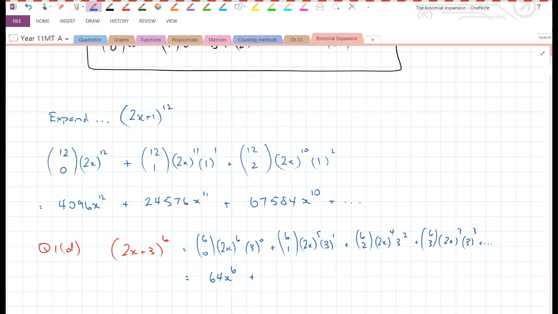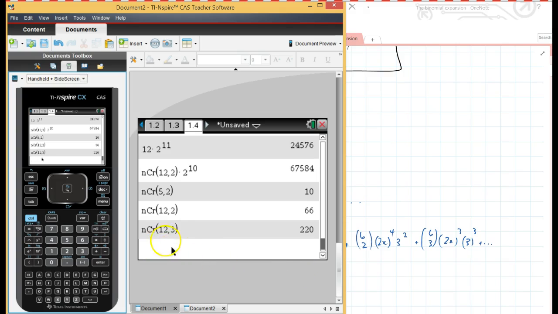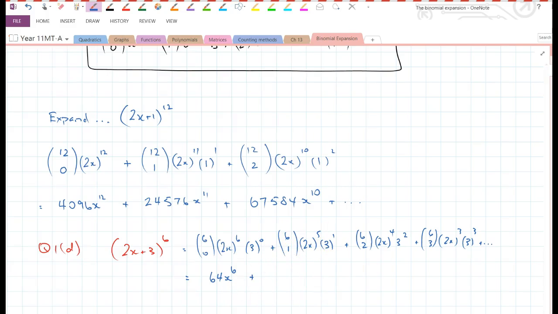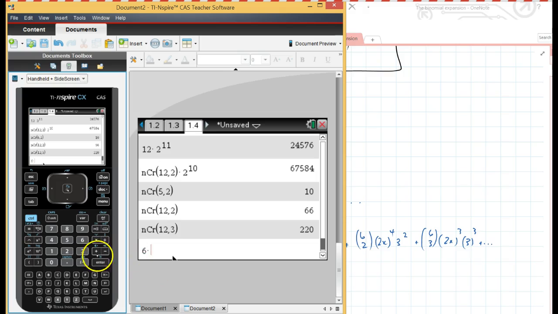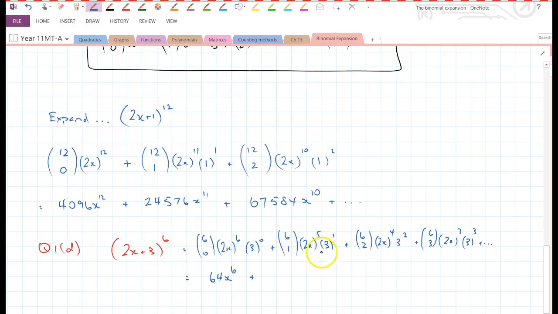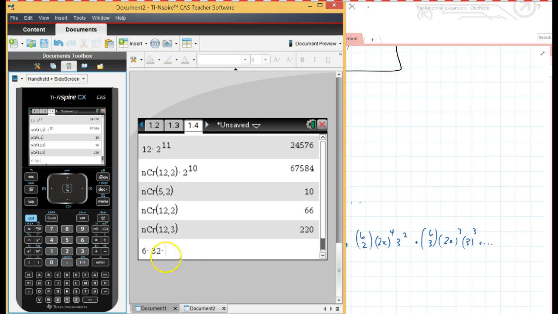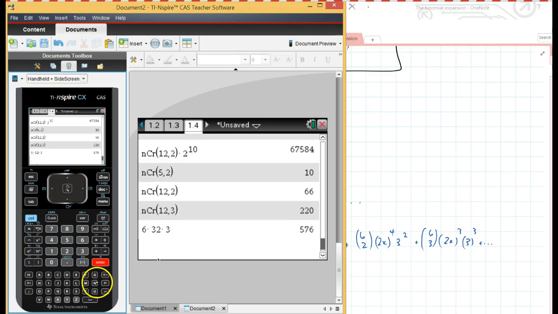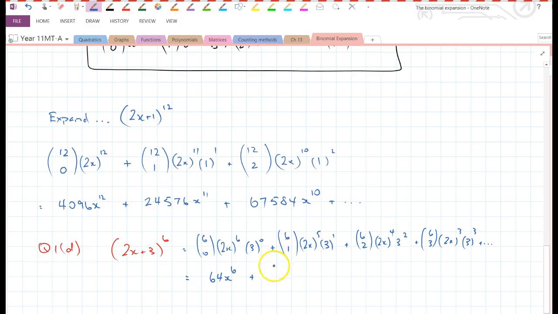So in my calculator, for this second term, I know that 6c1 is 6. I'm just going to put 6 in for that. What was it multiplied by? 6 times 2 to the power of 5. 2 to the power of 5, I know that's 32, times 3. And then I hit enter, I've got 576. So I can put in here 576x to the power of 5.